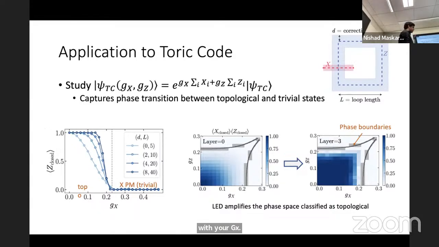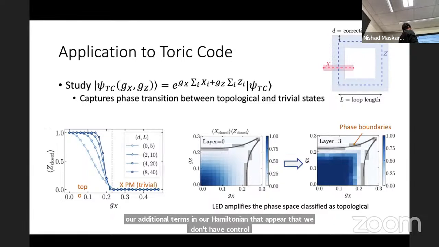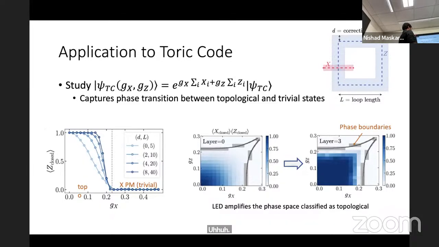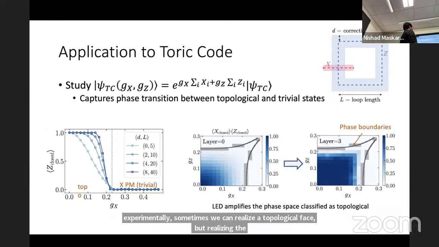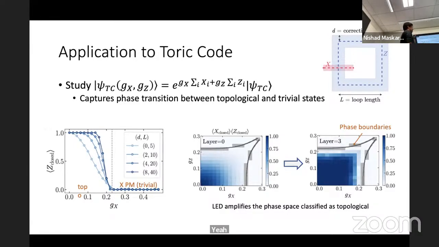Yeah, so it's a really good question. Actually, there's a variety of different places where these errors could occur in a real experiment. So here, so far, we're just thinking about pure states. And so the way that we should think about these errors is as additional terms in our Hamiltonian that appear that we don't have control over. Experimentally, sometimes we can realize a topological phase, but realizing the fixed point of the topological phase is much, much harder. So we'd ideally like to be able to classify the phase as topological even if we don't realize the fixed point state, but a state that's just in the topological phase. And that's what you should be thinking about here in this pure state example.